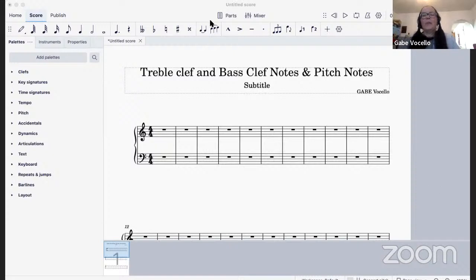So by request, I'm going to do from the very beginning, the treble clef and the basic clef.